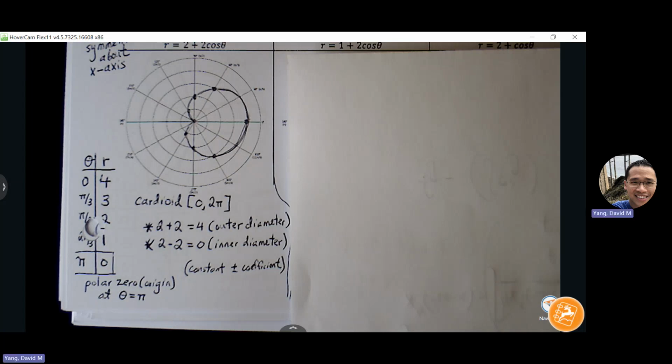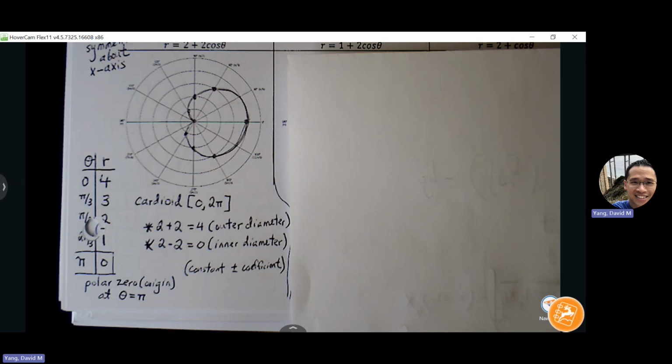Once I have half of it, I'm just copying what I'm doing below to get the other half of the shape. So the cardioid is going to complete its cycle from 0 to 2 pi. Right, like you guys mentioned, the diameter is formed by adding the constant and coefficient. And here, there's an inner diameter of 0.